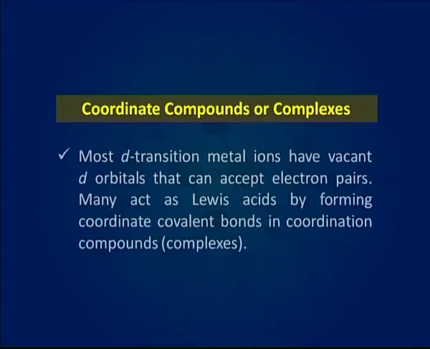As coordination compounds or complexes contain coordinate bond, hence it will be easier for you to understand what are coordination compounds or complexes. Most of the d transition metal ions have vacant d orbitals that can accept electron pairs. Many act as Lewis acids by forming coordinate covalent bonds in coordination compounds, or we can say in complexes.